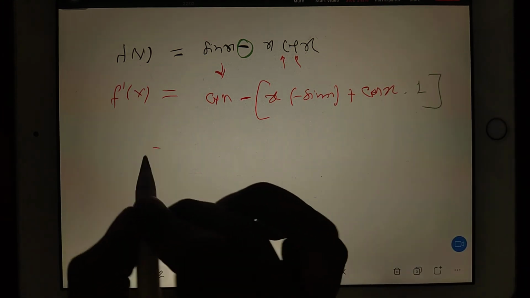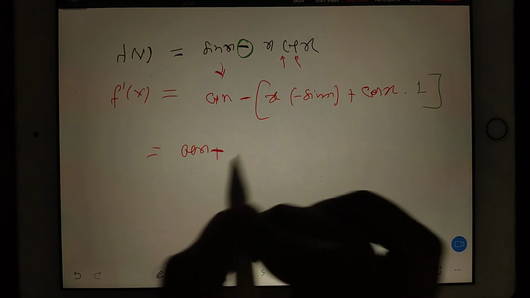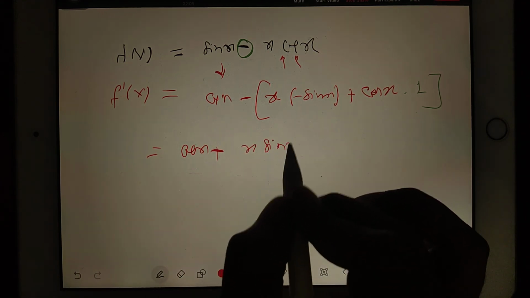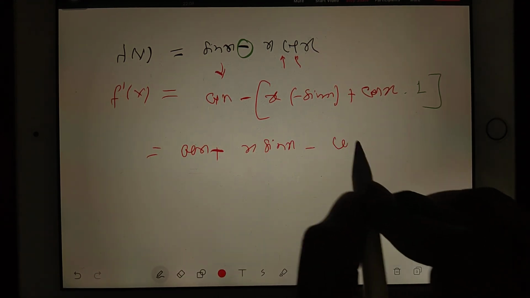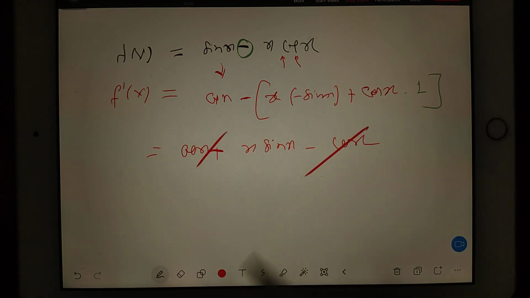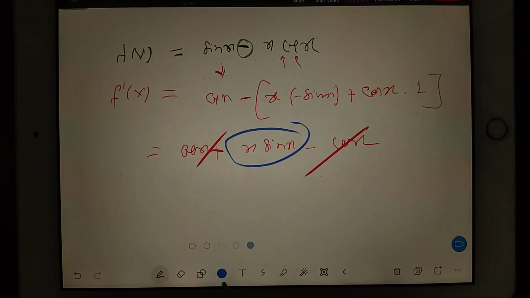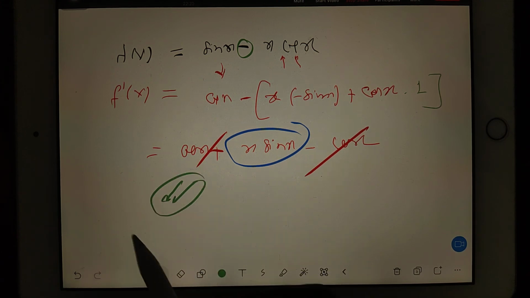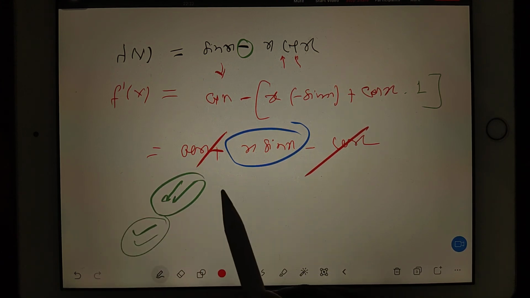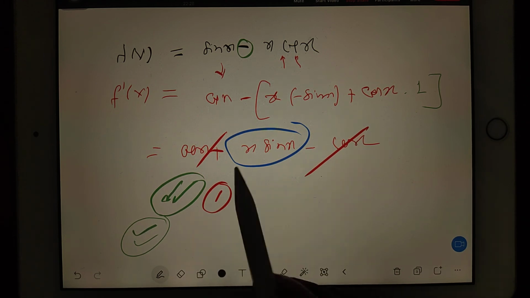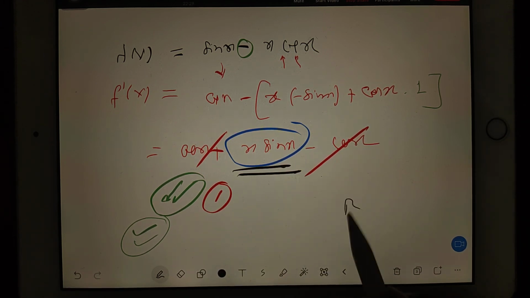So what are we getting here? Cos x and then plus x sin x and then minus cos x. So this cos x will get cancelled. You will be getting x sin x. Actually, there are some problems here: some students, just after differentiation, used to take the first option by mistake because they used to think there is a sign error. Anyway, x sin x is your correct option, which is option B.